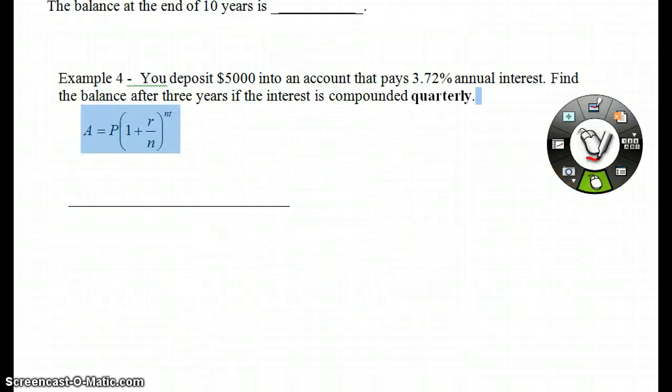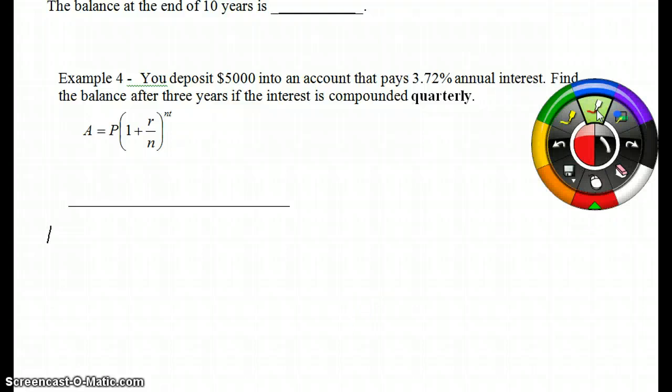Okay, I'd like you to try this fourth example by yourself. Read the problem, see if you can substitute in everything that you need to. Then punch your calculator and see if you get the correct answer.